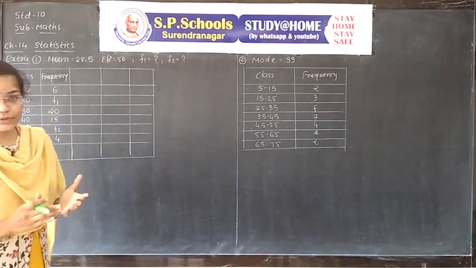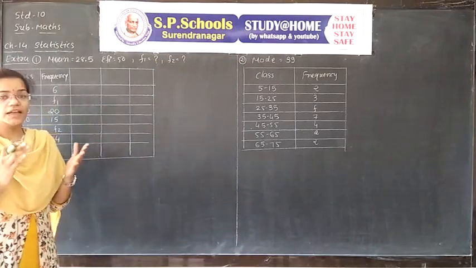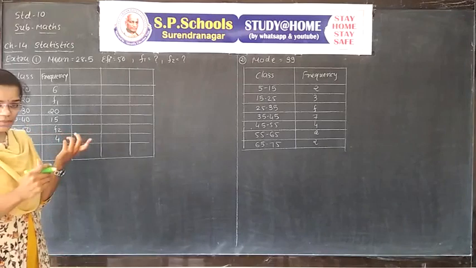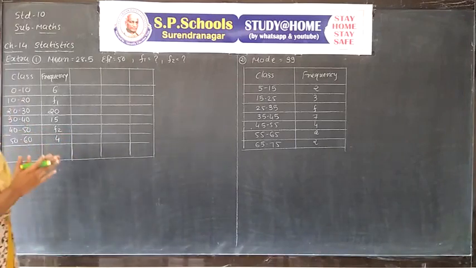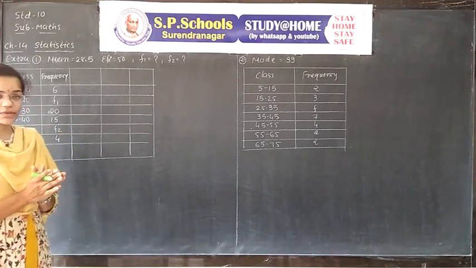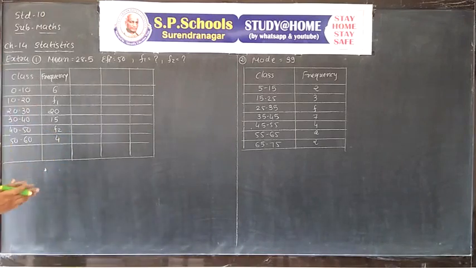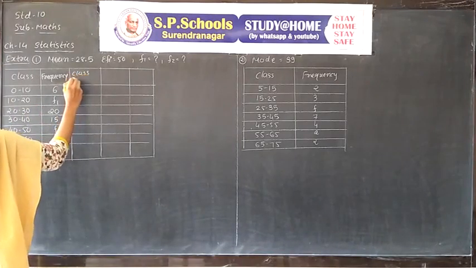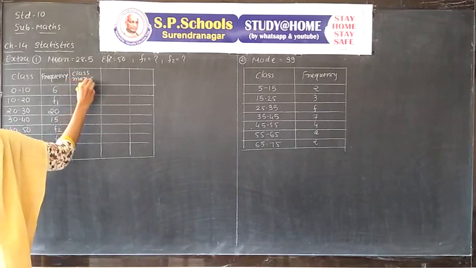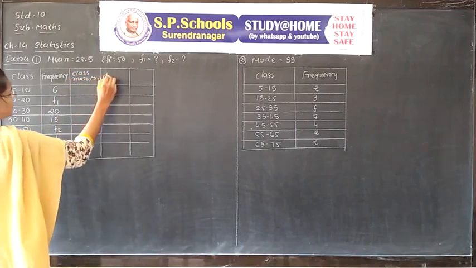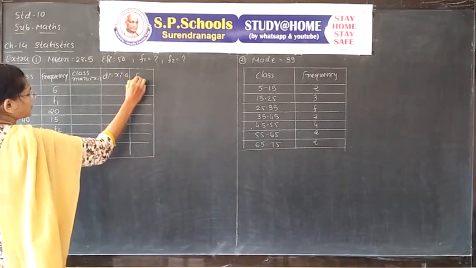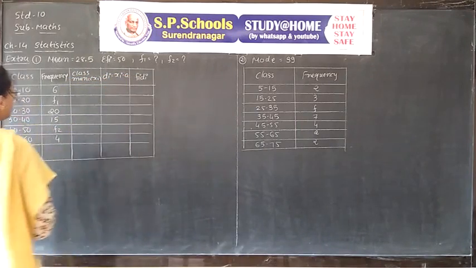As we know how to find a missing frequency, here one missing frequency in mean, but it is 2 missing frequencies. The method will be the same. We use the assumed mean method here because the step deviation method is cut out from our syllabus. The third column is for class mark xi, the fourth column is for di, xi minus a, and the last is for fi into di.